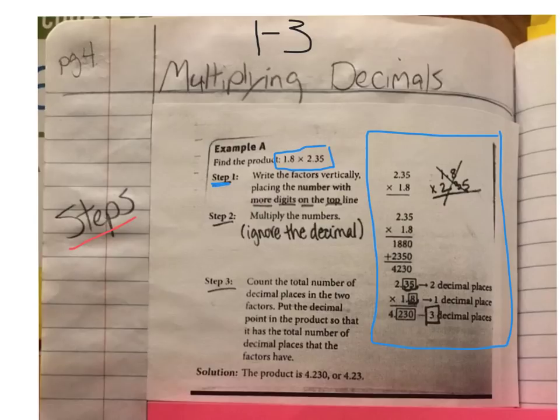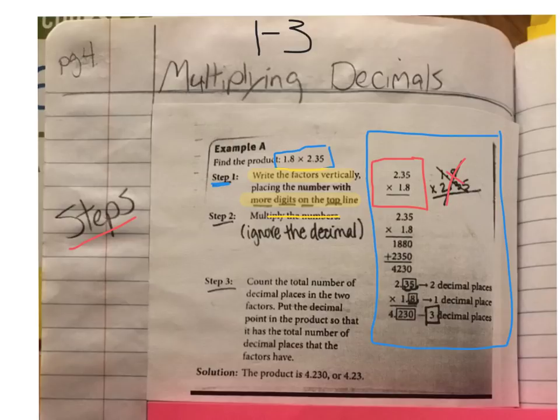So now this one, actually, we need to know pretty much the whole thing. I'll highlight it here, what you need to write. You need to write them vertically, and the one with more digits on the top line. So now you can see where they did that over here on the side, because 2.35 has 3 numbers in it and 1.8 only has 2. So 2.35 had to go on top, and we can't put the smaller one on top because that's not going to work.